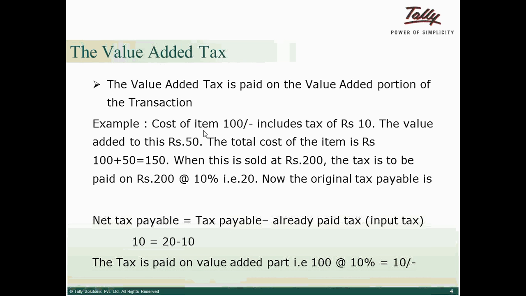Assume I'm purchasing a commodity at ₹100, and at the time of purchase I've already paid a tax of ₹10. After this, I make some modification to that product. The value added is ₹50, and I'm going to sell it at ₹200. The tax on this ₹200 is 10%, that is ₹20. So for the same product, at the time of purchase I paid a tax of ₹10, and at the time of sales I'm collecting a tax of ₹20. Now what do I have to pay?